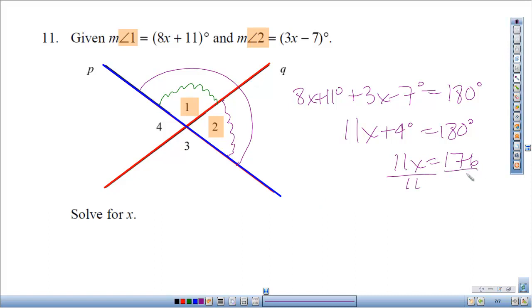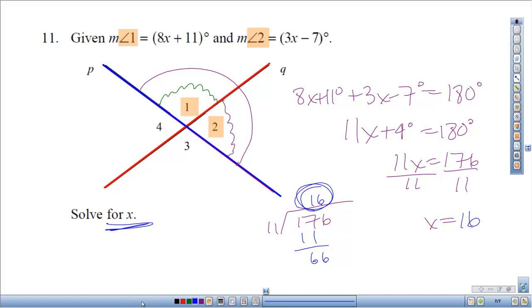And if I divide both sides by 11, x will equal, let's do a little long division, 11 into 176. 11 goes into 17 once, so there'd be 6 left over when I subtract. Bring down my other 6, and 11 goes into 66 6 times. There's my answer. X equals 16, and that's all they wanted me to work out. So these were supplementary angles. They form a linear pair. Hopefully you can see that they are not vertical angles. Angles 2 and 4 would be vertical angles, but this is angles 1 and 2. Therefore, they form a linear pair.